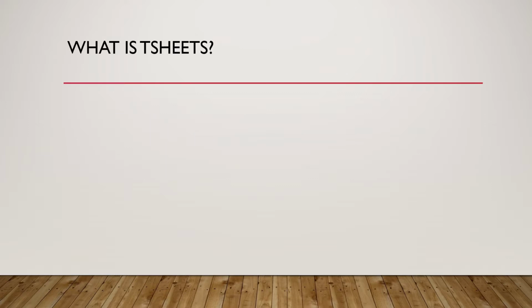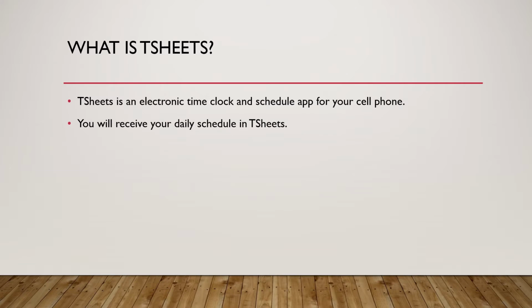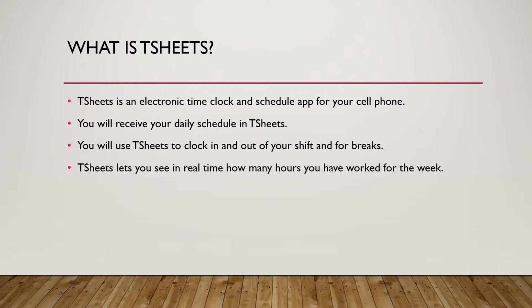First, what is TSheets? TSheets is an electronic time clock and scheduling application for your smartphone. You will receive your daily schedule in TSheets. You will use TSheets to clock in and out of your shift, as well as for lunch and rest breaks. You can use TSheets to see how many hours you have worked for the day and for the week.